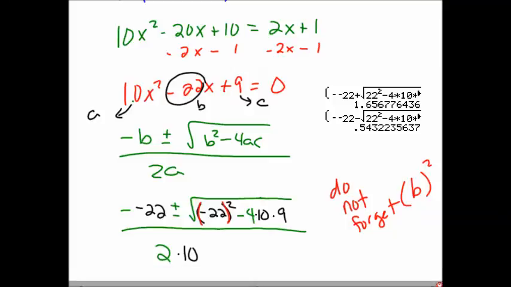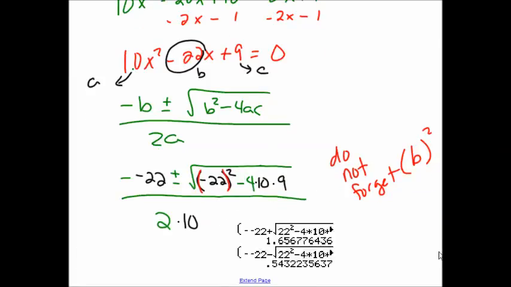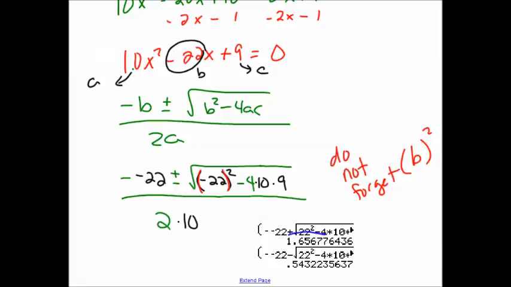And then my two answers, when I plug them into my calculator, were 1.65 and 0.543. All right, if you can do that one, you're doing well.